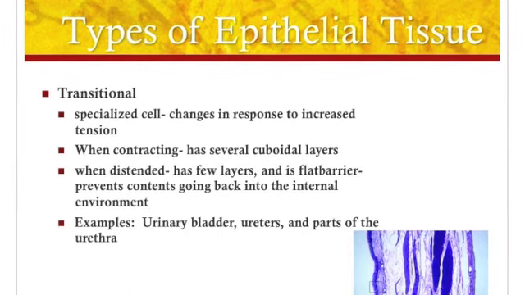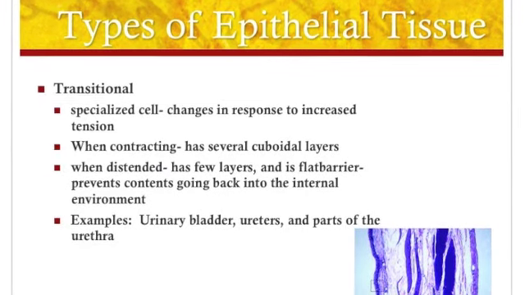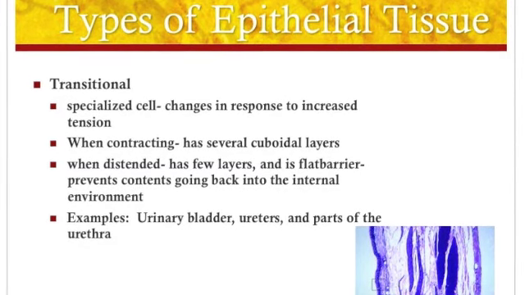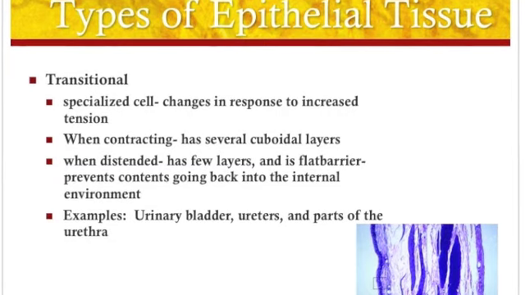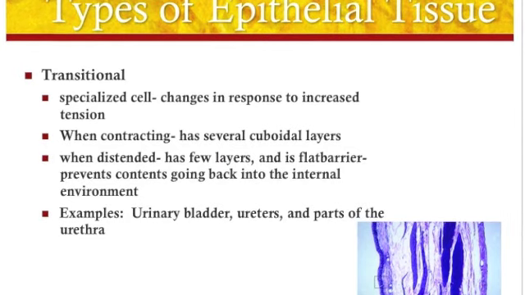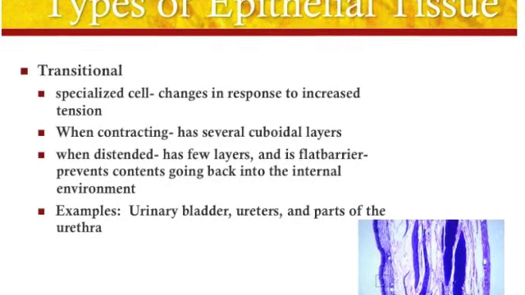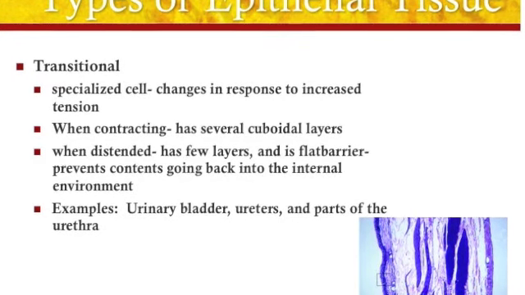Transitional epithelial tissue are a specialized type of tissue. They have specialized cells that change in response to increased tension. When contracting, it has several cuboidal layers. When distended, it has few layers in a flat barrier that prevents contents from going back into the internal environment. Examples are in the urinary bladder, the ureters, and parts of the urethra.